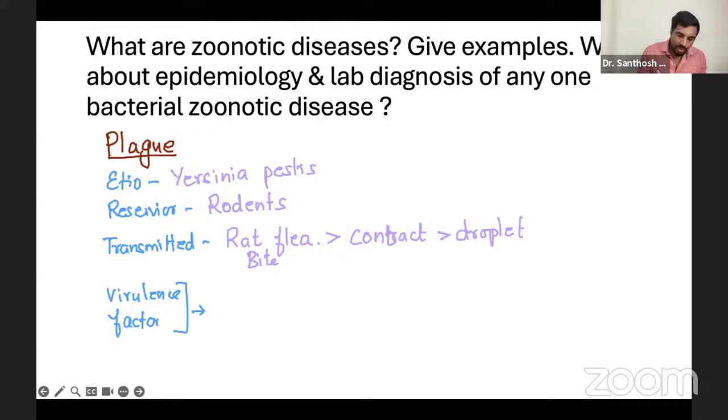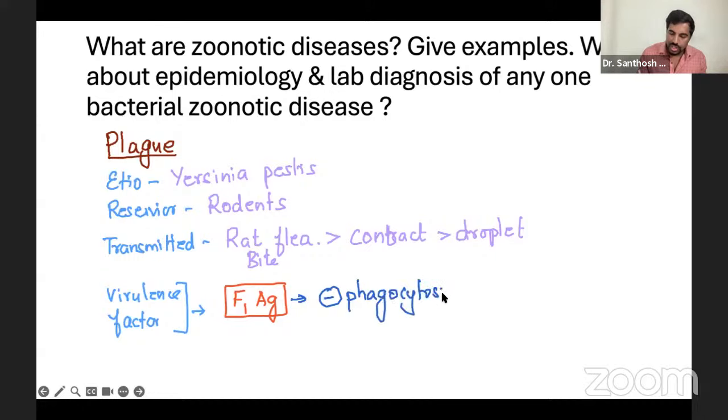Virulence factor is very, very important. There is one important thing called F1 antigen in the cell. This F1 antigen has a very important role. What does it do? It inhibits phagocytosis. That is how this Yersinia pestis can work properly. So this is the main virulence factor, and it is also used for diagnosis. It has an important role in serodiagnosis. Both the antigen and antibody of F1 are very important in the diagnosis also.